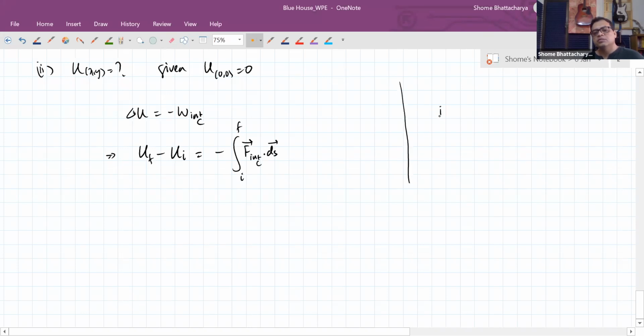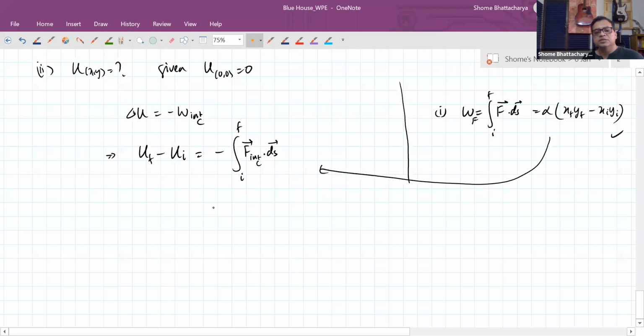Okay, now we have already seen in part 1 the work done by this particular force. So for potential energy, we treat that force only as internal conservative. This was given by the formula alpha into this formula. So we don't need to do this integration again. We just substitute this here. So this becomes minus alpha into, so this is basically, you can just reduce it further by taking the minus sign inside like this. So this is the general expression for delta U.